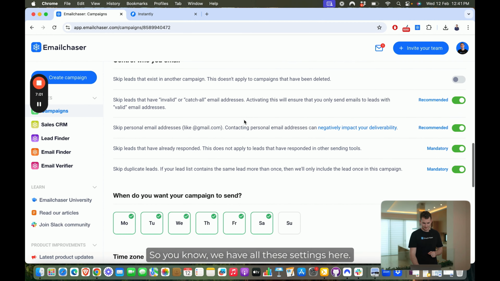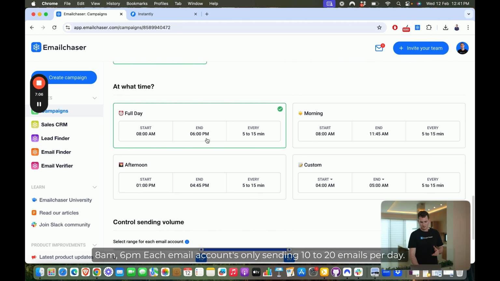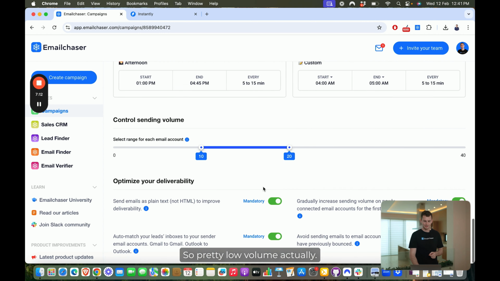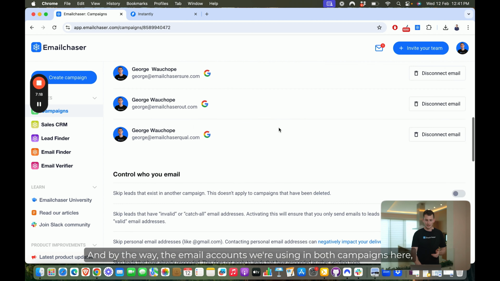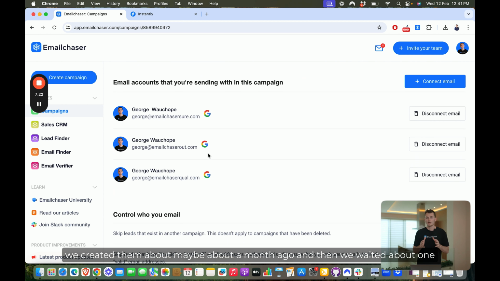So we have all these settings here. We're sending Monday through Saturday, US Eastern Time, 8 a.m. to 6 p.m. Each email account is only sending 10 to 20 emails per day, so pretty low volume, actually. You could probably bump that up to 30 to 40 per day. It probably wouldn't matter.